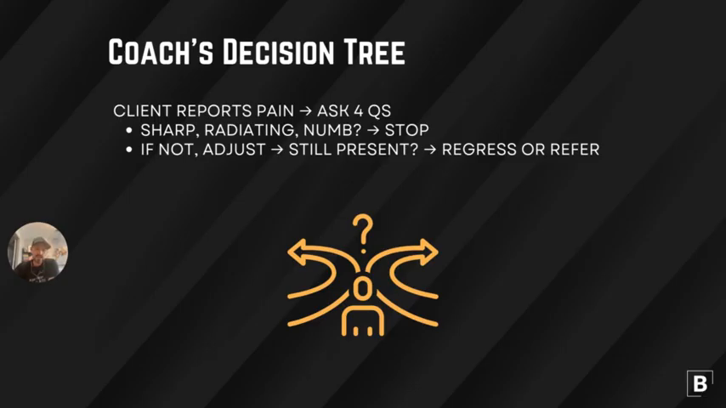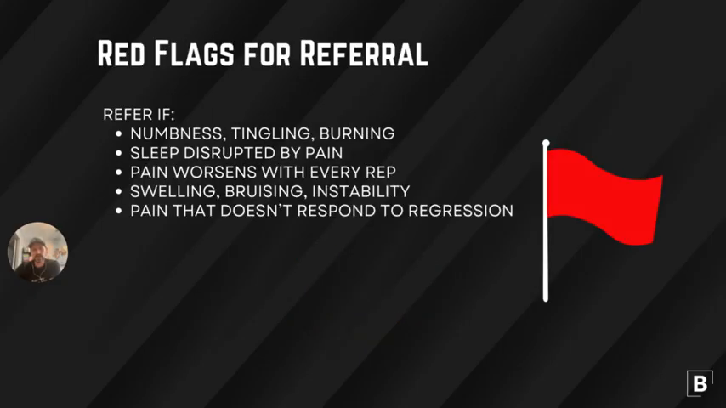And if not, then that's where you adjust, but you adjust through the five steps that we just went through: still present, regress, or refer. If at the end of that you're still feeling stuff, you can keep regressing further until they're maybe just doing breathing work on the ground. But really, you're just like, I need to refer. It's as simple as that.